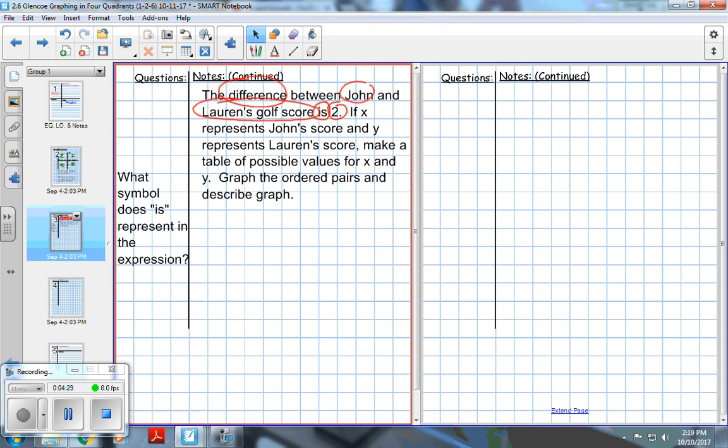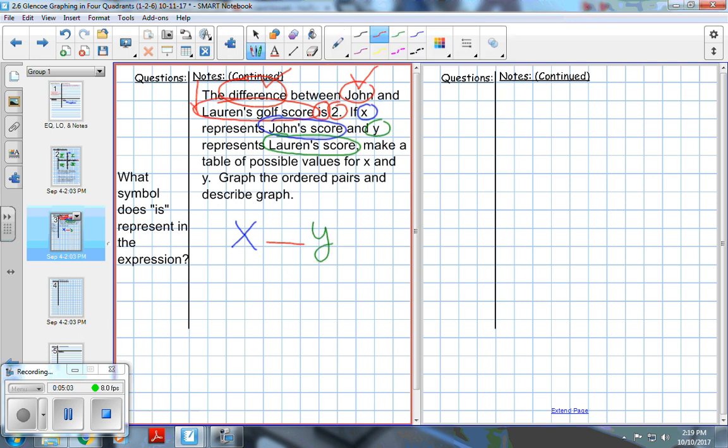Then we want to pay attention here that it says we're going to use the letter X for John's score, and we're going to use the letter Y for Lauren's score. Okay, so now we're going to go back to that first sentence and translate it from left to right. So our first thing we have there is "difference," which means subtraction. The first score mentioned was John's score, so we need to use the letter X for John. And the next score mentioned is Lauren's score, and it asks us to use the letter Y.